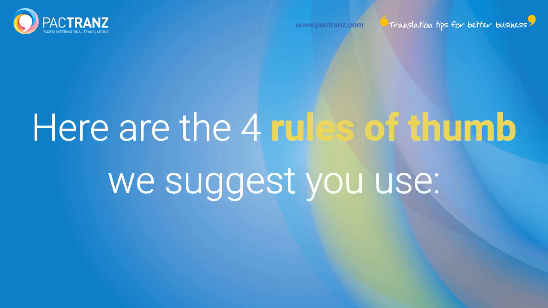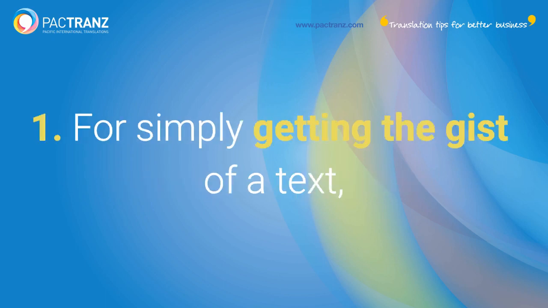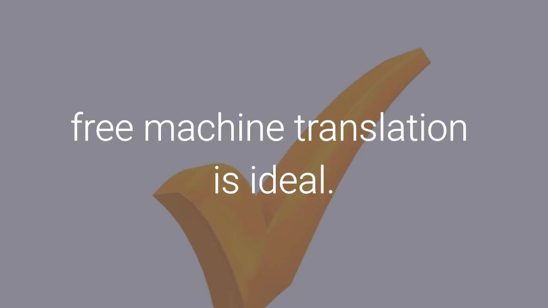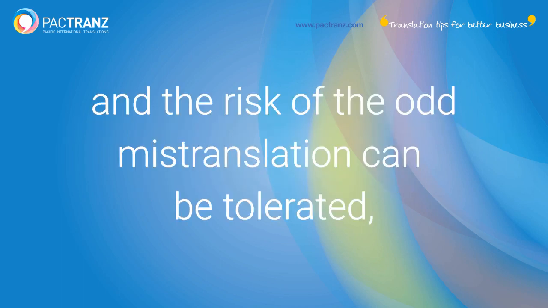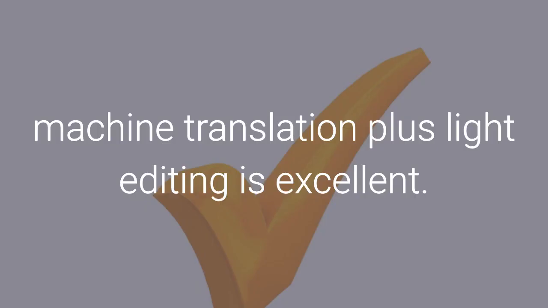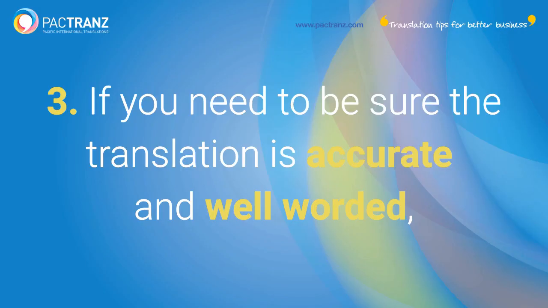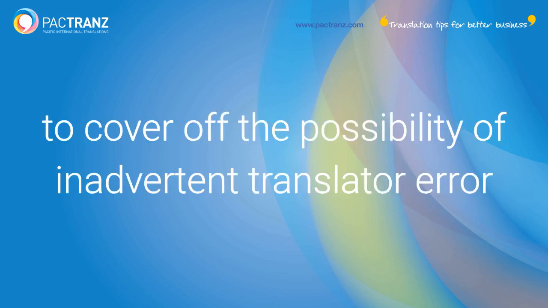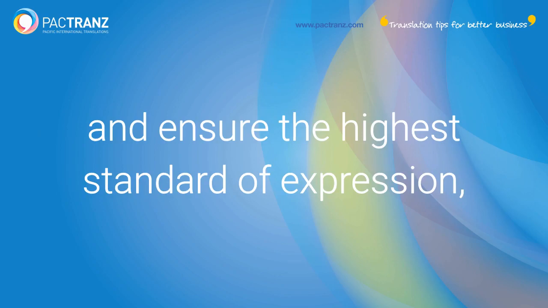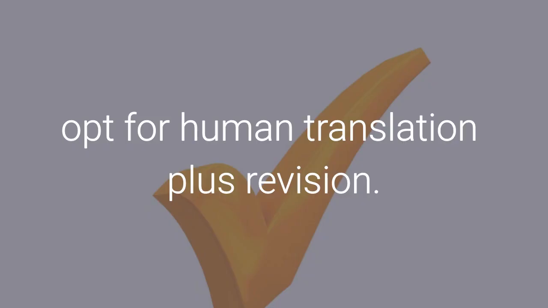Here are 4 rules of thumb we suggest you use. 1. For simply getting the gist of a text, free machine translation is ideal. 2. For information purposes only translations, where some less than perfect wording and the risk of the odd mistranslation can be tolerated, machine translation plus light editing is excellent. 3. If you need to be sure the translation is accurate and well worded, human translators should be used. And 4. For essential business documents, and to cover off the possibility of inadvertent translator error and ensure the highest standard of expression, choose human translation plus revision.